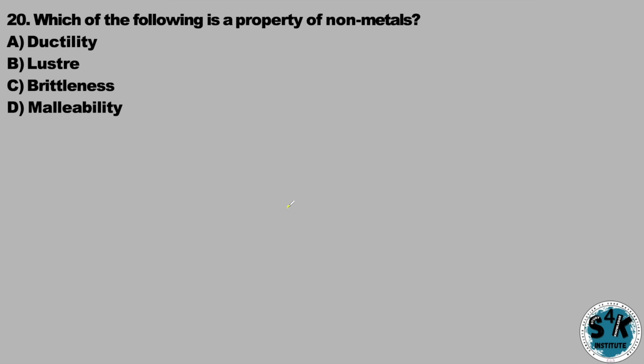Which of the following is a property of non-metal? So ductility is the property of metal, luster is the property of metal, malleability is the property of metal. So it is the brittleness which is the property of non-metal.